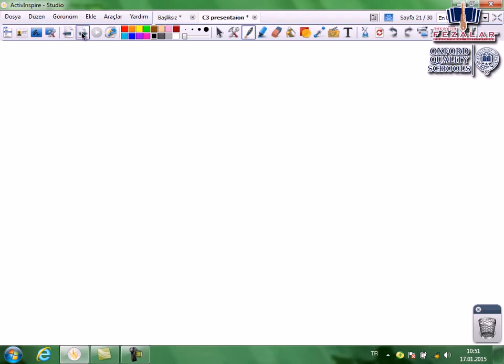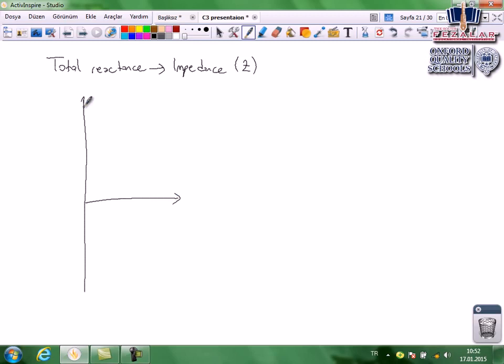Now we will talk about the phasor diagram of reactances in the circuit. In a circuit that contains a pure resistor, pure inductor, and pure capacitor, there is resistance of the resistor, inductive reactance of the inductor, and capacitive reactance of the capacitor. The sum of them, meaning total reactance in the circuit, is impedance, and impedance is represented by Z. We can draw the phasor diagram of impedance, or phasor diagram of reactance.